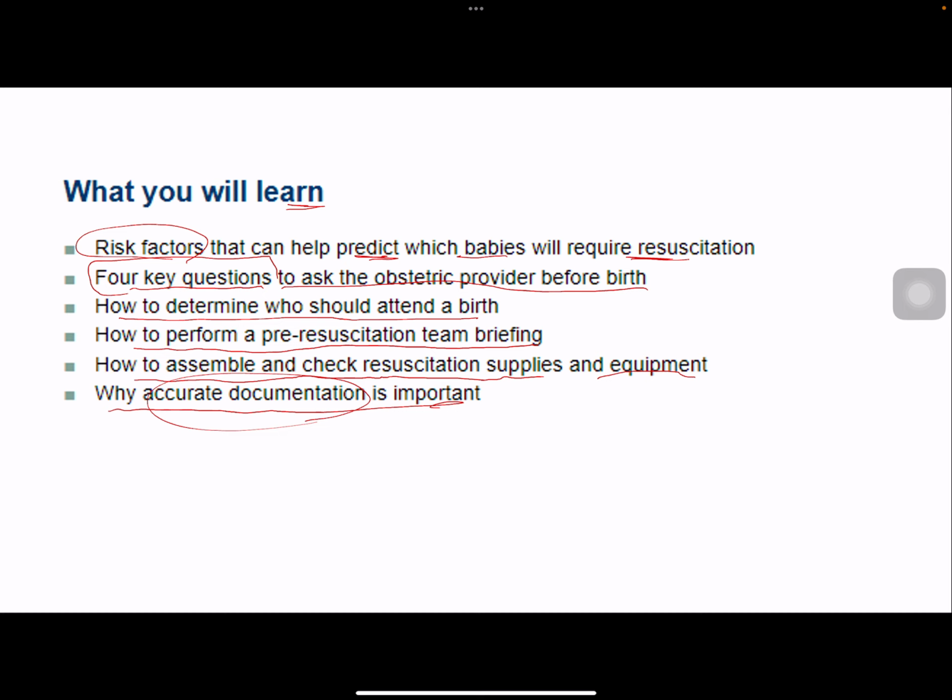So in this section, the most important are the risk factors, the 4 key questions, and documentation.